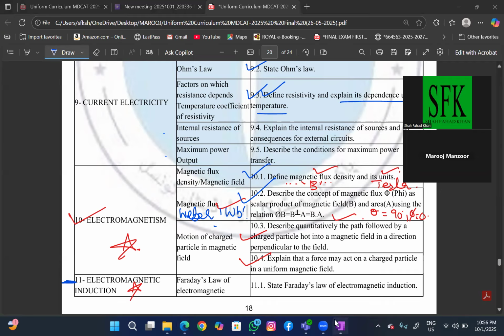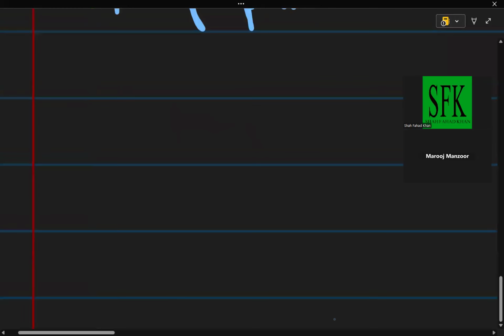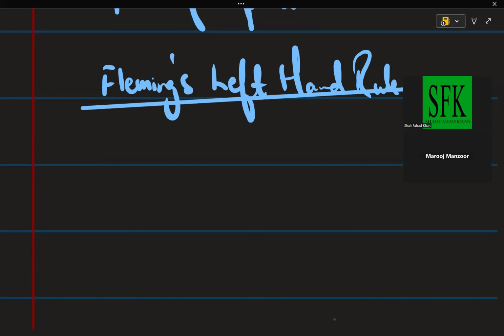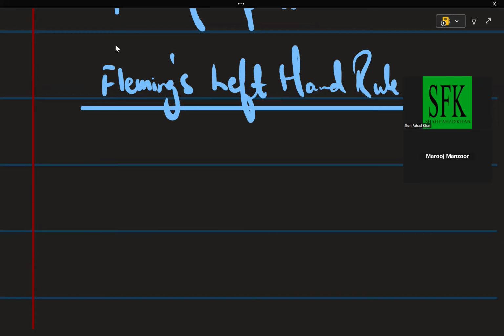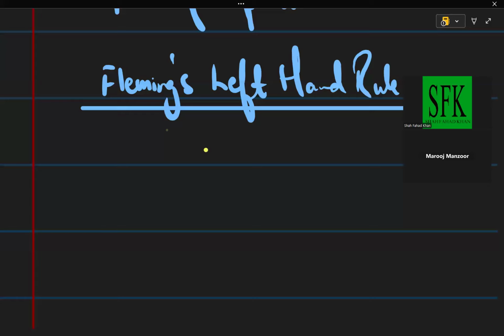Do you know what Fleming's left-hand rule is? Sorry? Do you know about Fleming's left-hand rule? Oh, yes. What does it say? It's basically, it tells you the direction of the force by the help of the direction of the current and the direction of the magnetic flux. You know where the force is being applied, which is by using your thumb.